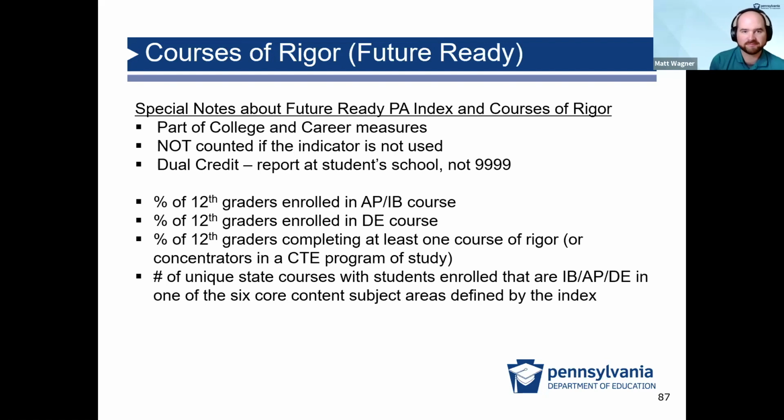And then about the Future Ready PA Index and courses of rigor. Part of the college and career measures, not counted if the indicator is not used. Dual credit, reported at the student's school again, and not the all 9s for the location. Percent of 12th graders that are enrolled in AP and IB, percent of 12th graders that are enrolled in DC courses, and percent of 12th graders completing at least one course of rigor or concentrator in the CTE program. And then you have the number of unique state courses with students enrolled in one of the 6 core subject areas defined by the index.